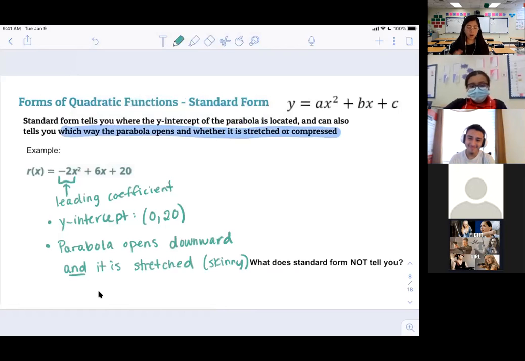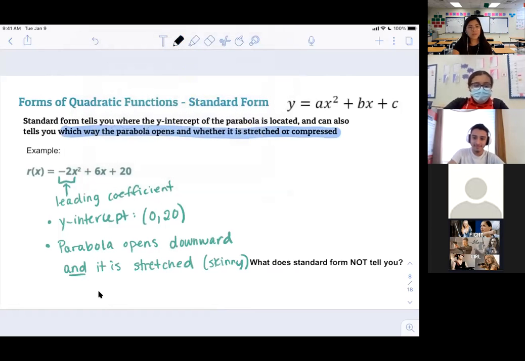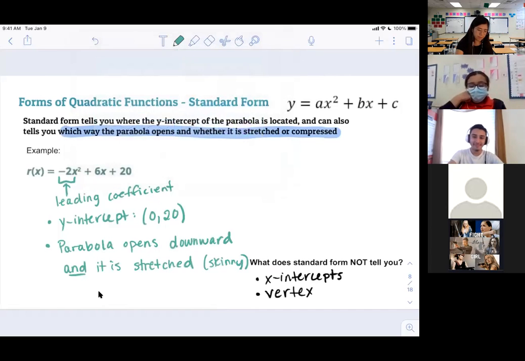Okay, so that's all we know. That is all the information. So what do I not know? We do not know the x-intercepts or the vertex. Good job. We only have one piece of information. We know the y-intercept, and we know which way the graph is facing.